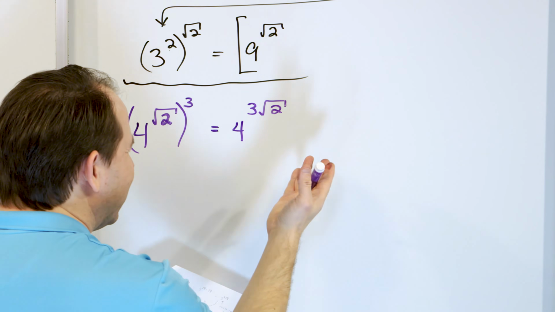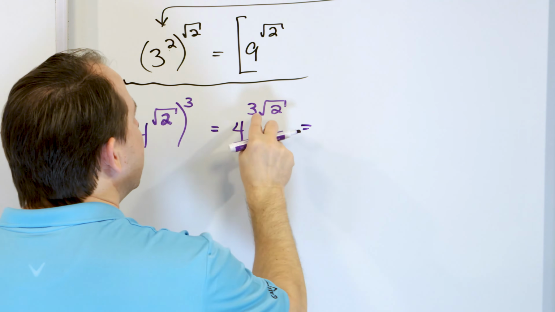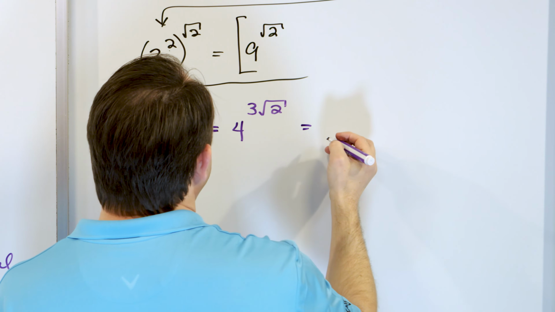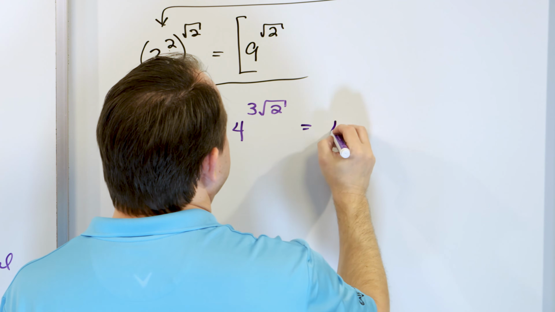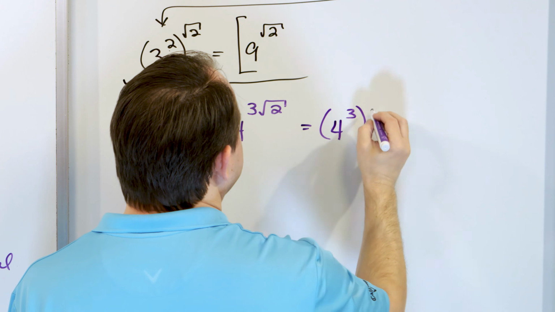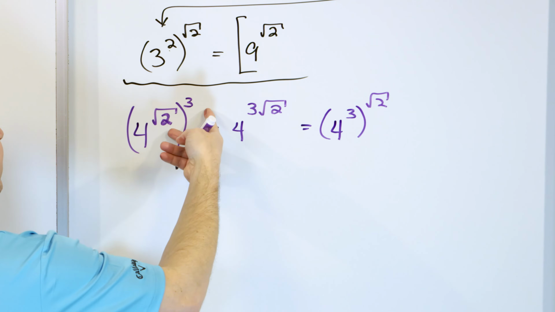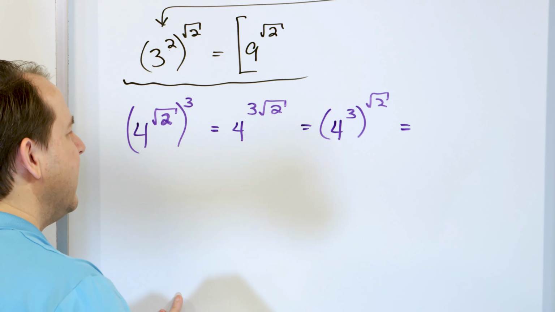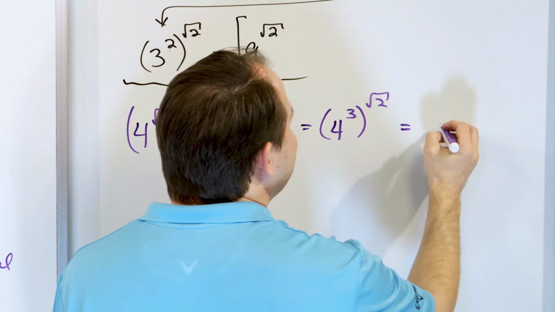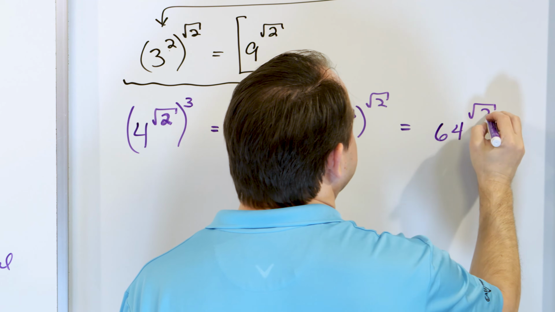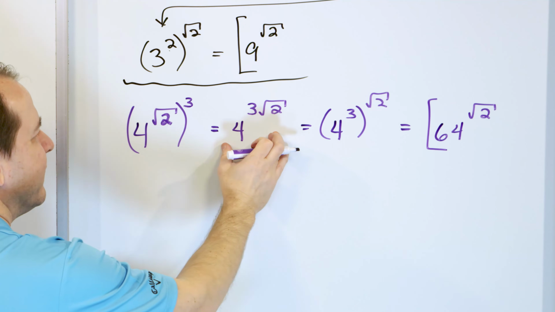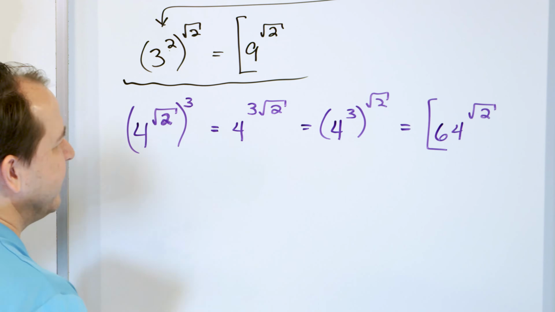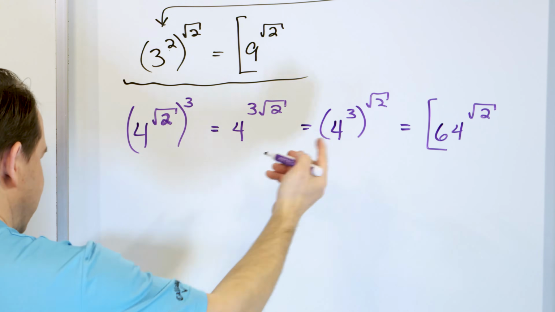Now, of course, I can leave it like this, but I can simplify further, because when you have 3 times the square root of 2, you can flip the order of these. So I could say 4 to the 3rd power raised to the square root of 2. All I did was flip them around. And I know that 4 to the 3rd power is 4 times 4 times 4. 4 times 4 is 16, 16 times 4 is 64, raised to the power of the square root of 2. Of course, you could leave it like this, but this is simpler because I've reduced the exponent as far as it can go. The base comes out to be 64. These are exactly equivalent, but this is a little bit simpler.